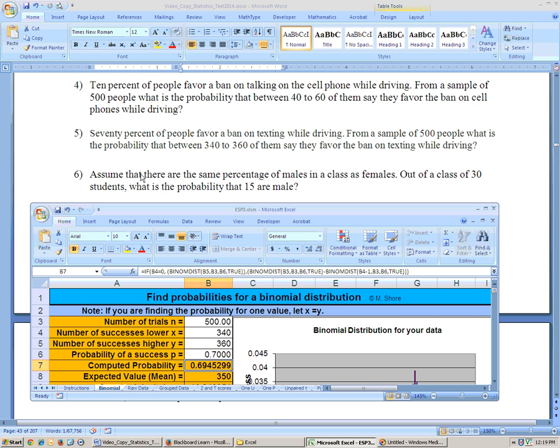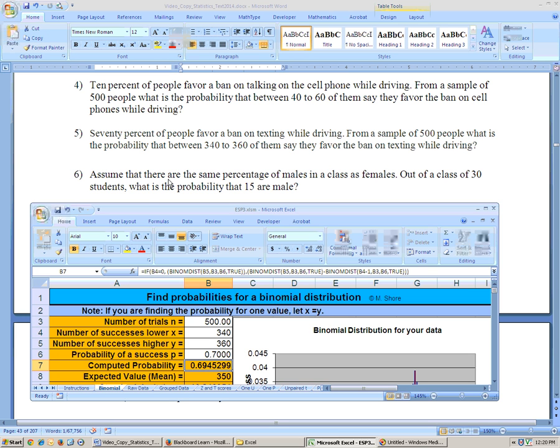Always make sure that the probability of what they're giving is the same as what they're looking for. 70% of people favor a ban on texting. What's the probability of this many do what? Favor the ban on texting. See, they're talking about the same thing. So if it would be something like 70% favor a ban on texting, what's the probability that 340 to 360 don't favor the ban? Then you wouldn't put 0.7 right here, you'd be putting 0.3, because if 70% favor the ban, 30% don't favor the ban. But either way, on this problem right here, the answer is 0.694.